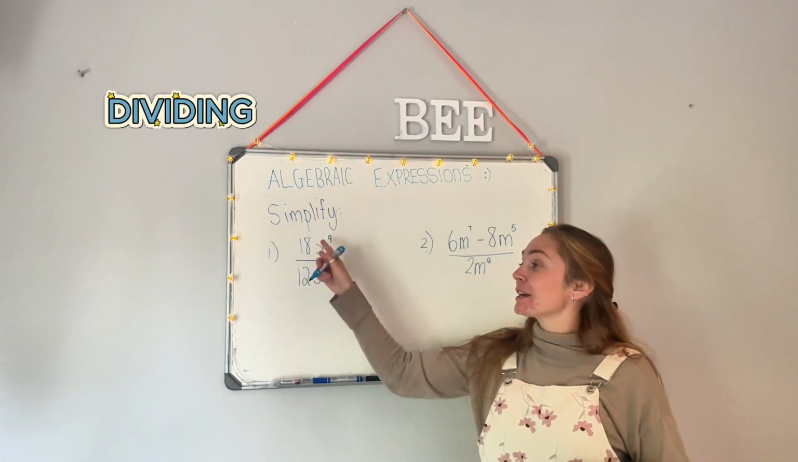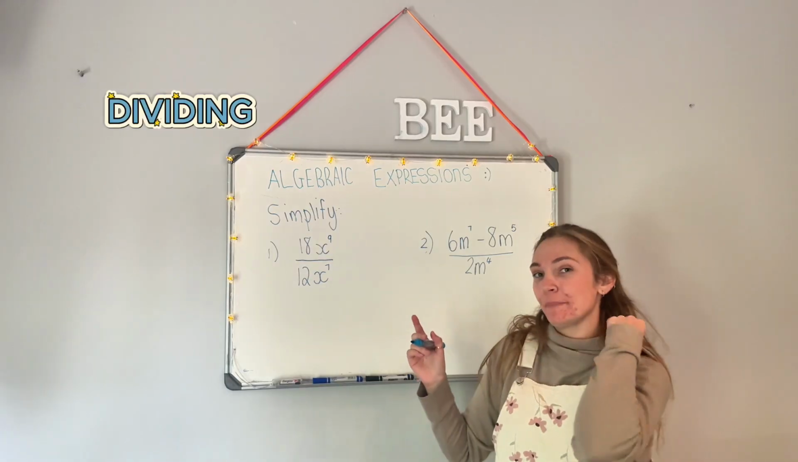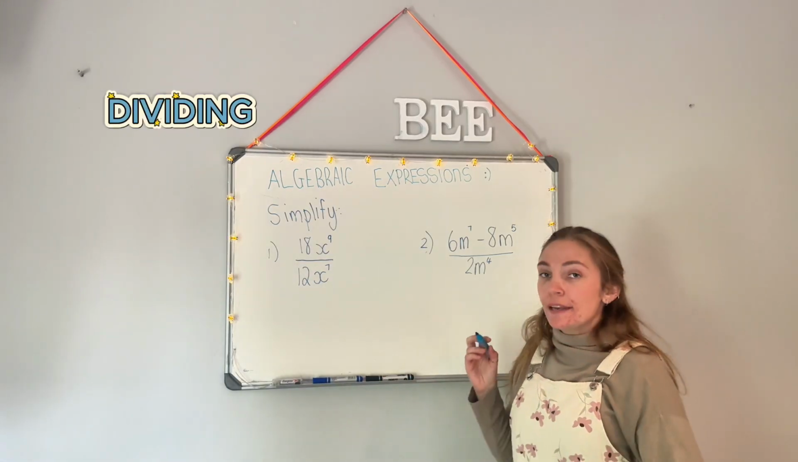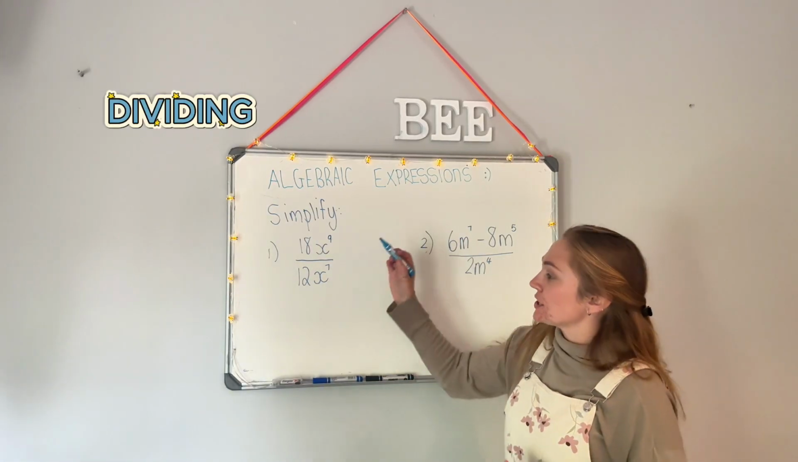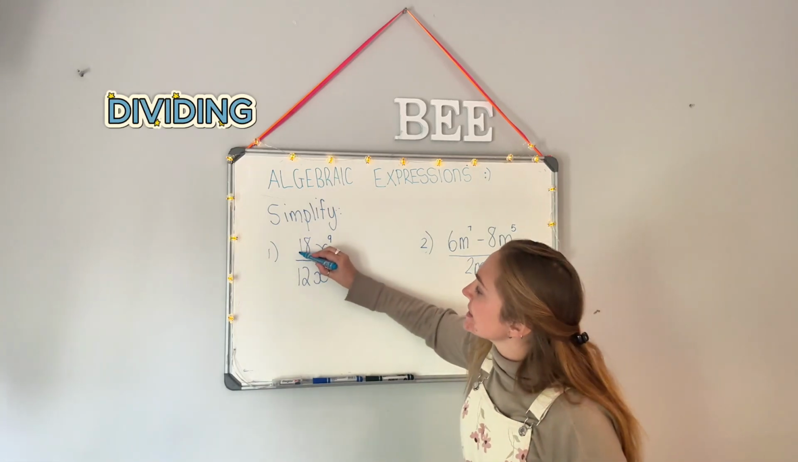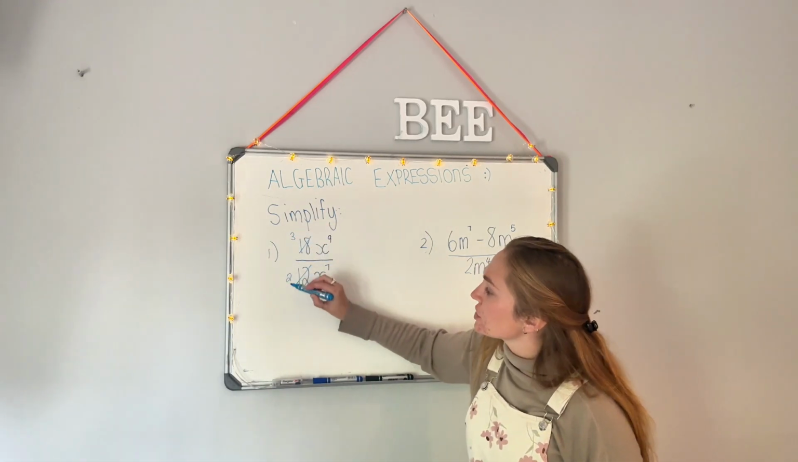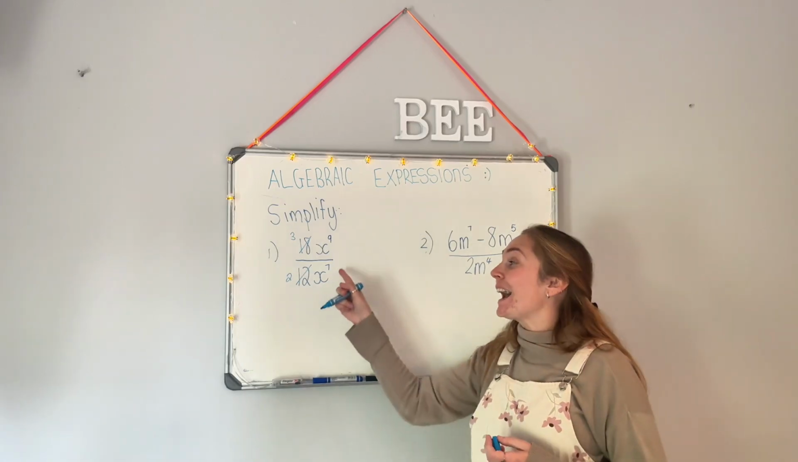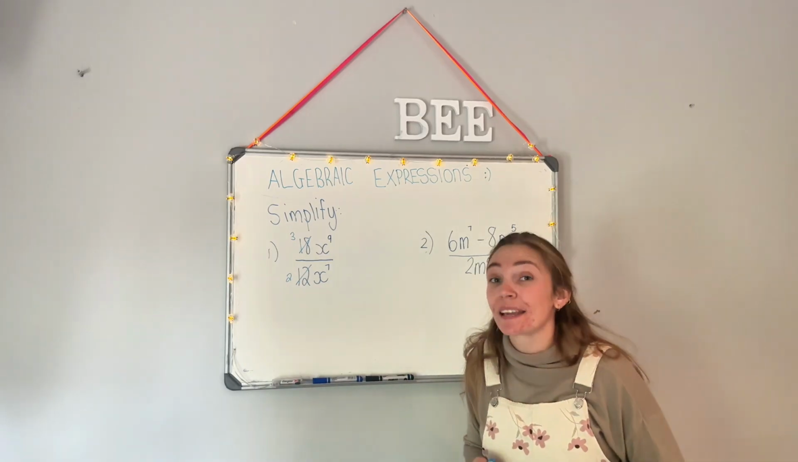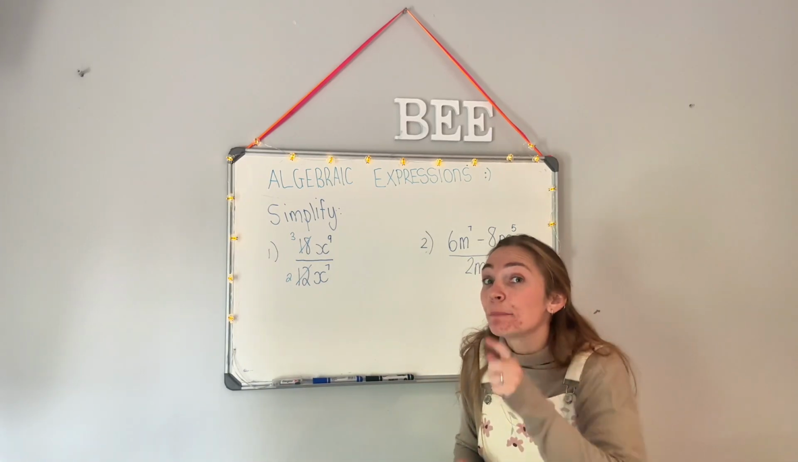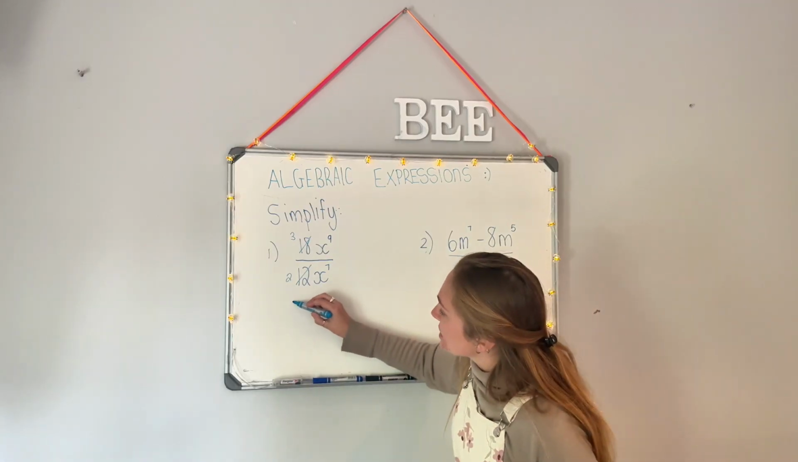First, I have a look at my coefficients, my numbers, 18 and 12. Now, what can divide both into 18 and 12? 6. 6 can go into 18 3 times and into 12 twice. When I divide like bases, what do I do with my exponents? I subtract them. So I'm going to say 3.